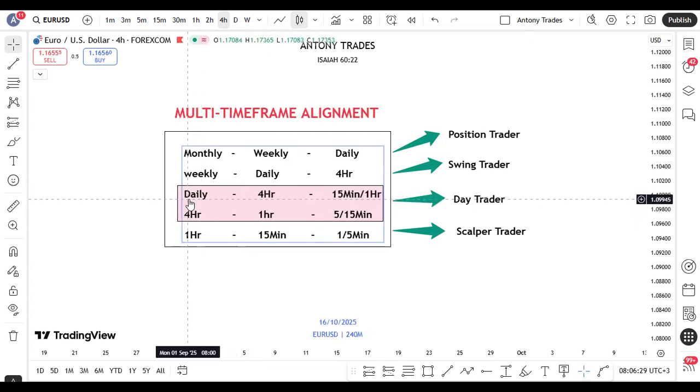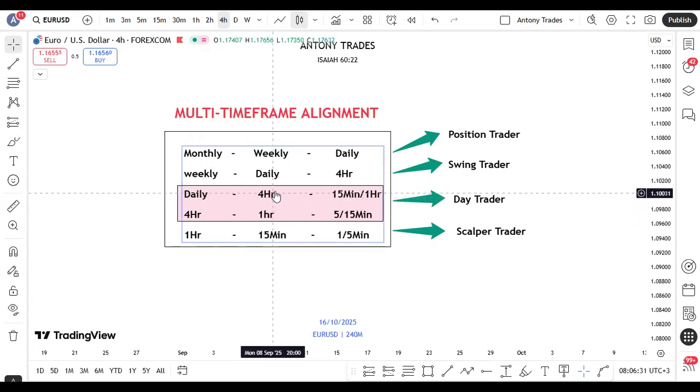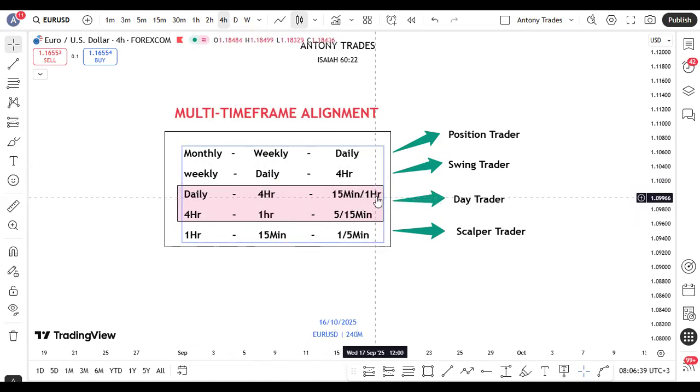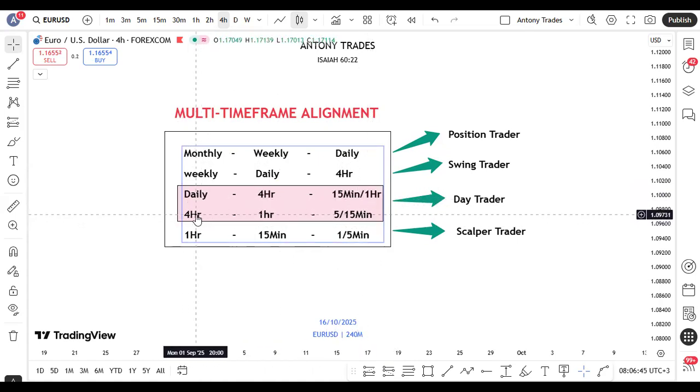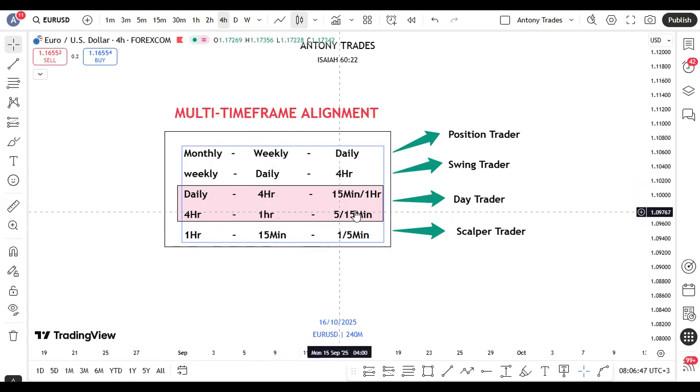We start our analysis from the daily time frame. Then you go to the 4-hour time frame for you to refine your point of interest. Then this is where your execution should be, either in 15 minutes time frame or in 1-hour time frame. You can also use the 4-hour time frame, 1-hour time frame, and then your execution at 5 minutes time frame or 15 minutes time frame.